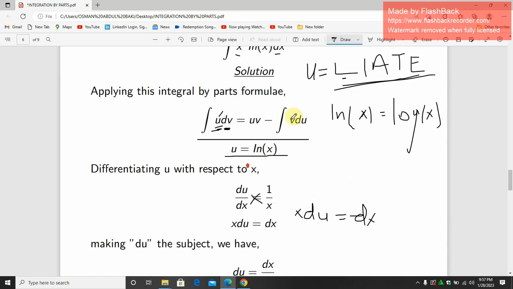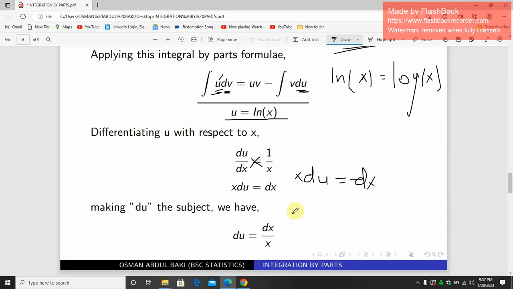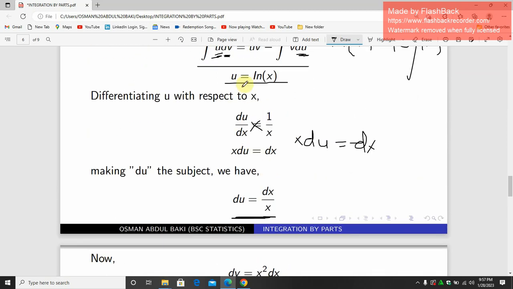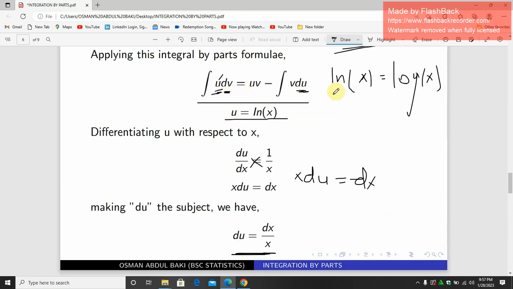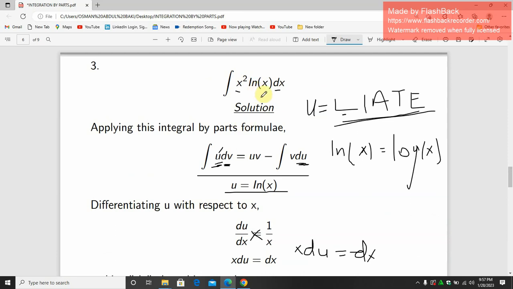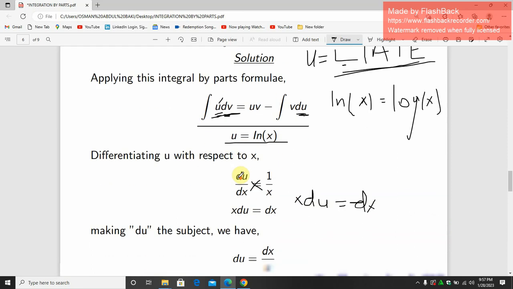And remember that we need to always make du the subject from the formula. So this is the cross multiplication equation that we have, and after making du the subject, we have du is equal to dx over x. So this is for the u. After we assign the u to the possible function that we have, then we come back to dv. So now we are going to solve for dv.